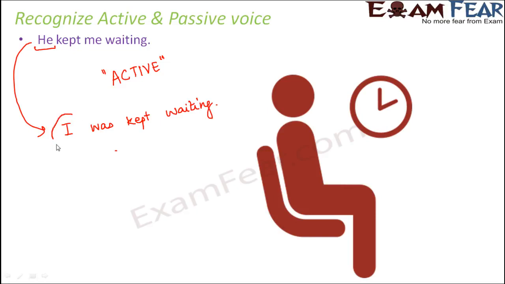So in this case, I is not the doer of the action, but still in the passive voice, I is getting more importance. The object gets more importance in the passive voice. Therefore, when we say he kept me waiting, that is active voice because he did something. The subject does something. But when we say that I was kept waiting by him, that's passive voice because I did not do anything. I was kept waiting by somebody else.